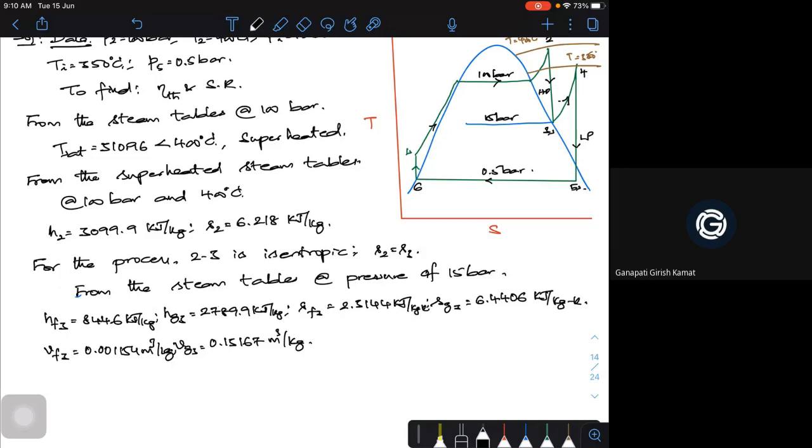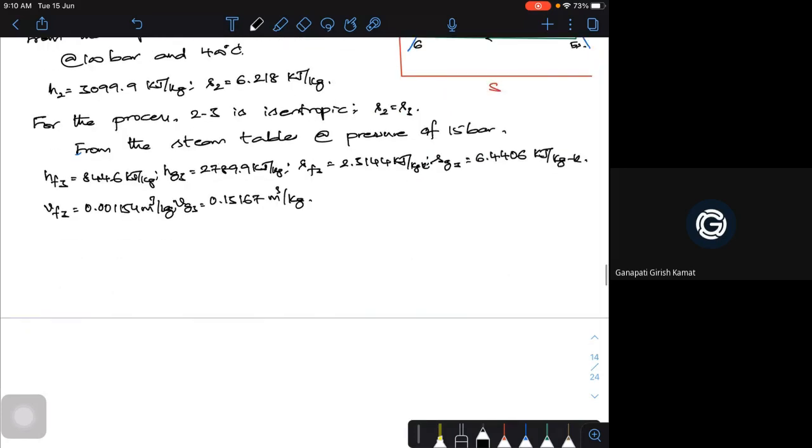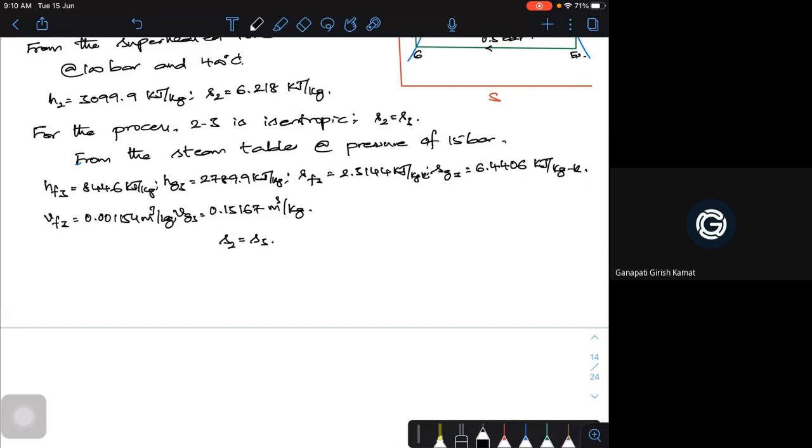I will go to point 4. At 15 bar, I will go to 350 degrees Celsius. Now you have to go to the steam tables. Let me find the x value first. Here we are going to equate S2 equal to S3. Your S3 is SF3 plus X3 into SG3 minus SF3.